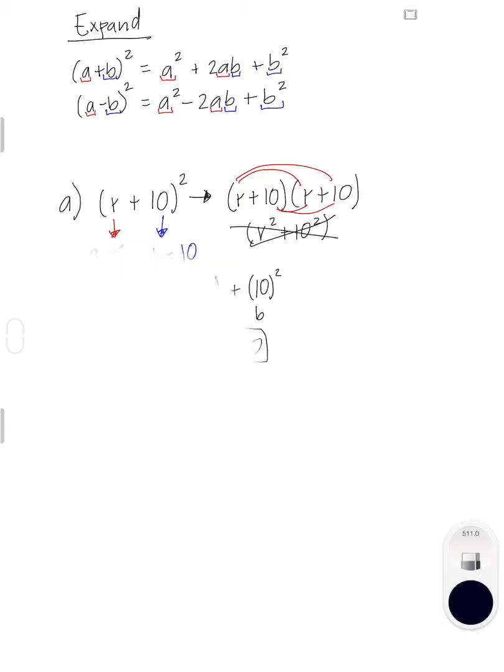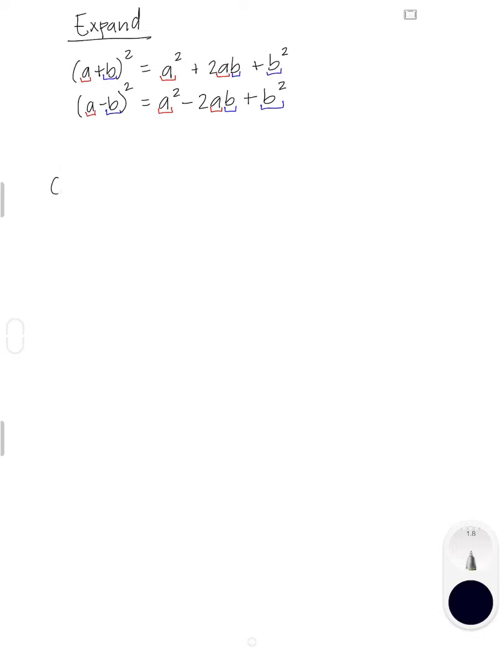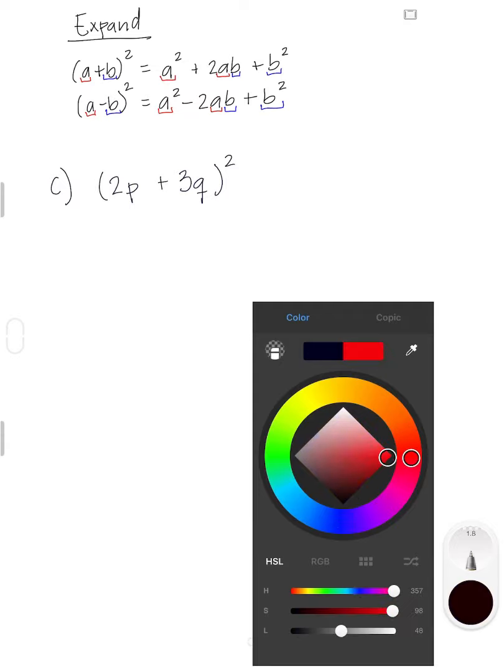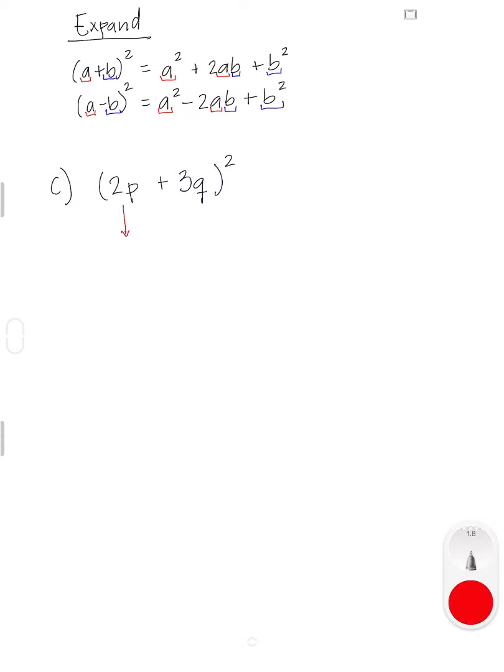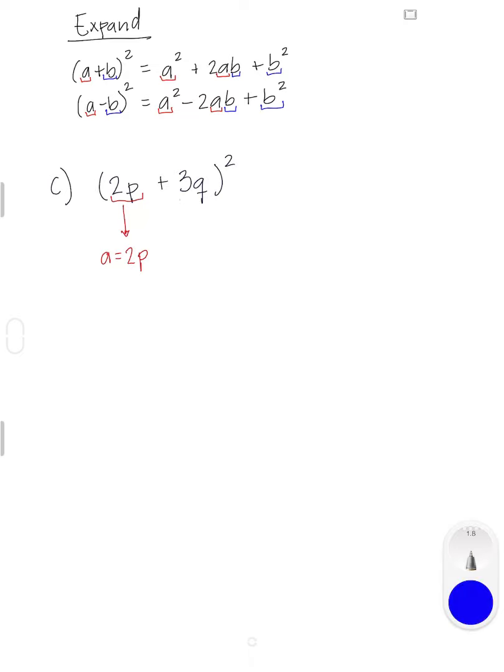Let's go ahead and try another example. So this one is 2p plus 3q squared. So our a equals 2p. Notice a is not only 2, a is not only p, a is a product of 2 and p, so 2p. Then we have b equals 3q.